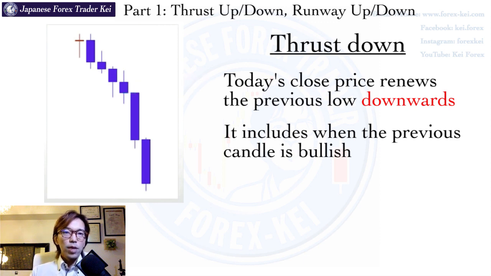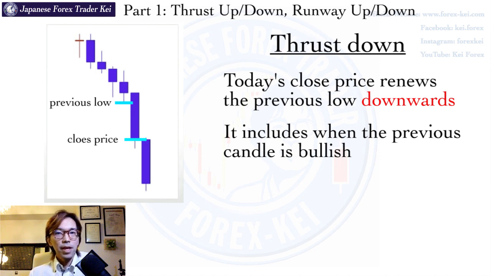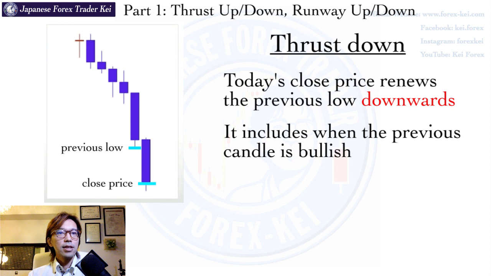Moving on to the next one, the closing price is here and the previous low is here, right? So this time, the price renewed the previous low downwards. So this is the thrust down, and this is particularly a strong thrust down price action. And the next one, the closing price is here and the previous low is here, and it looks like it's been moving downwards. So there were 2 consecutive thrust downs with strong bearish momentum, you see?